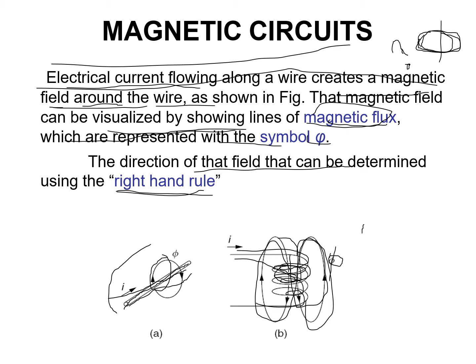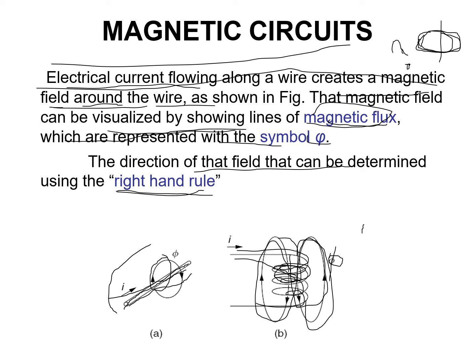Here, electrical current flowing along the wire creates a magnetic field around the wire. So this is the wire, it is carrying the current. This wire produces a magnetic field that can be visualized. So this is the magnetic field produced by the current carrying coil. The coil is nothing but a conductor. So it is called a magnetic flux, which is represented with the symbol phi.